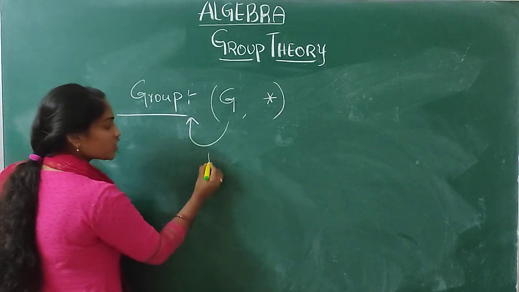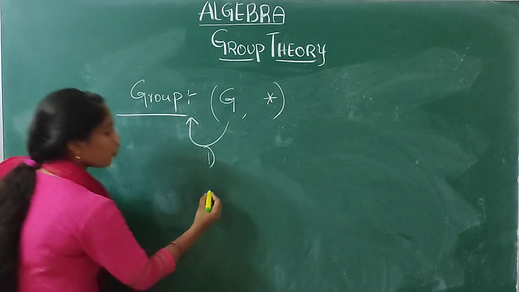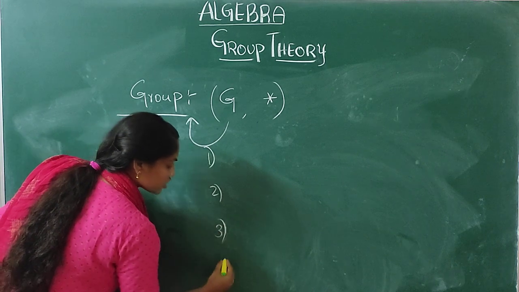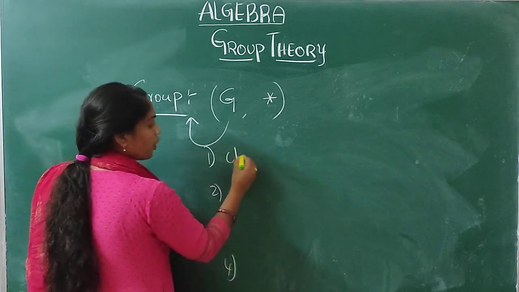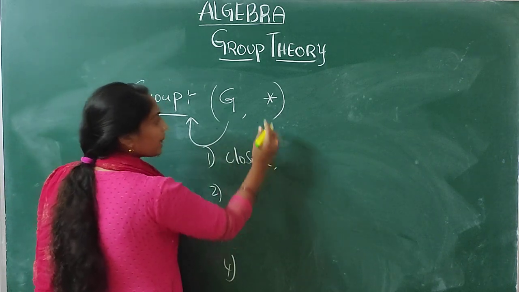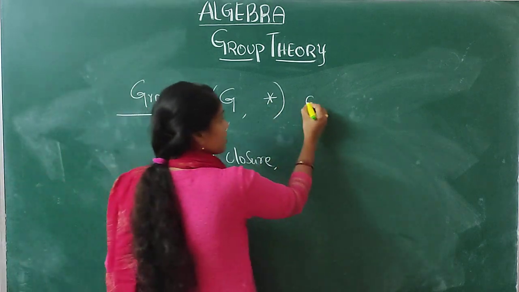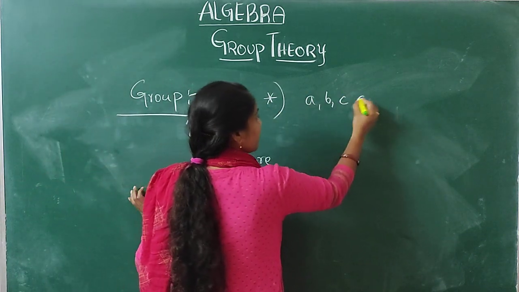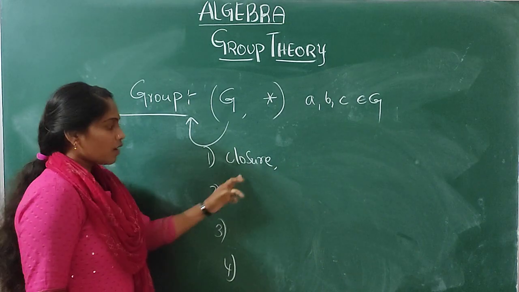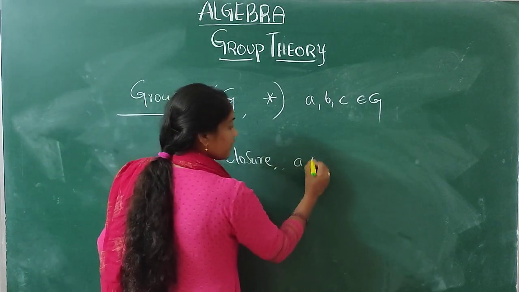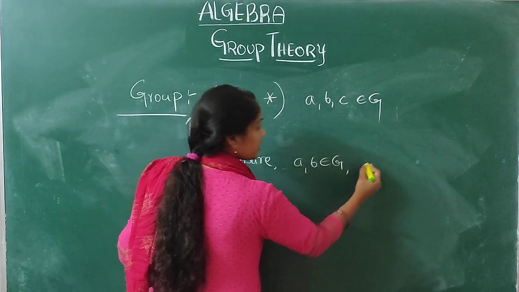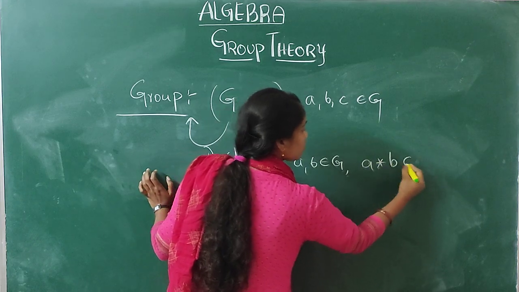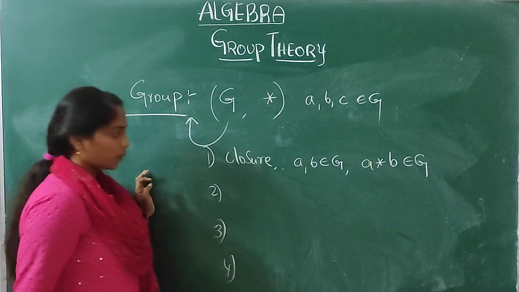How many conditions should it satisfy? Four conditions. First, the closure property. Here star is a binary operation and I am taking two or three elements in that non-empty set. What is the closure property? It means if A, B belong to G, then A star B also belongs to G. This is the closure property.